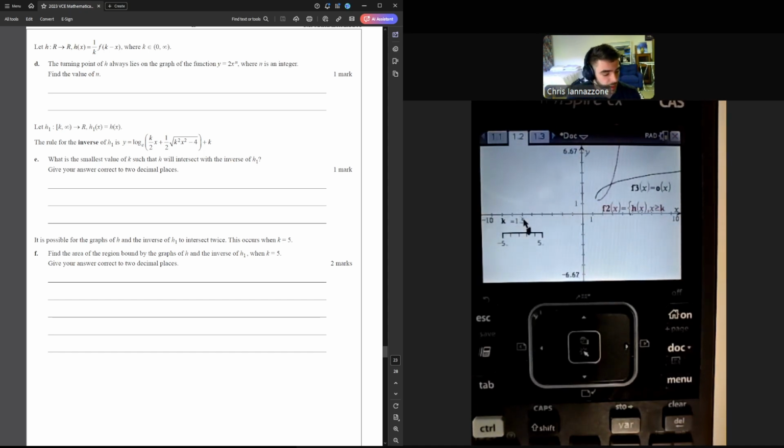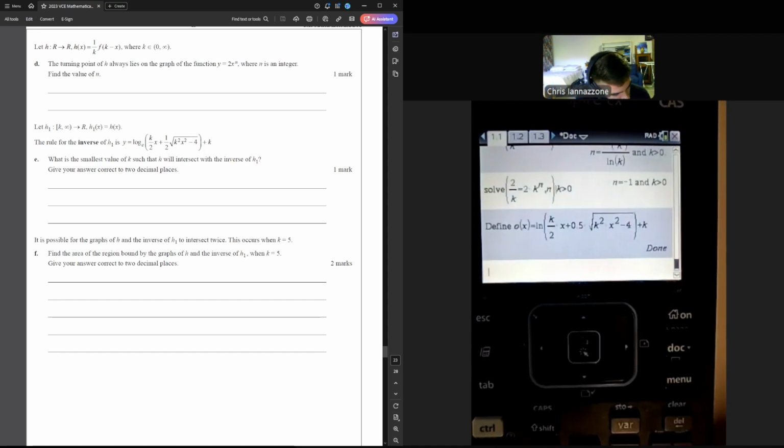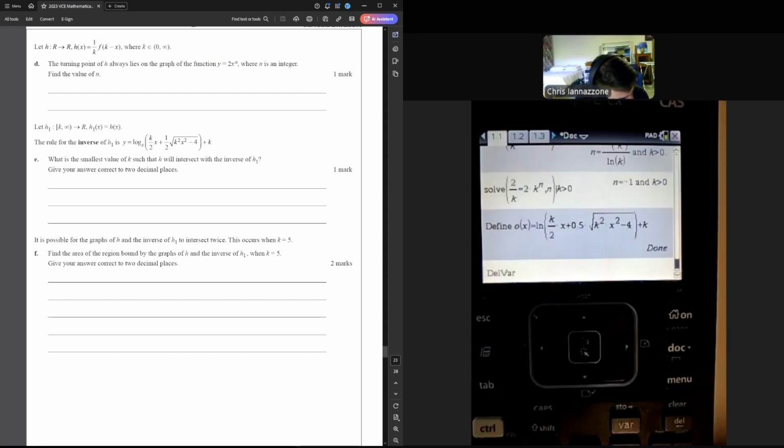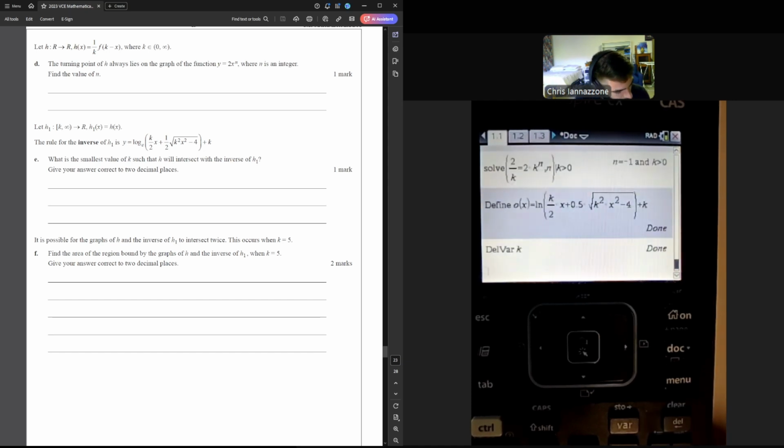Firstly, it means our gradient at that point needs to be equal to 1, since it's tangent to the line y equals x. And secondly, it means that the graphs have to intersect. So let's go forward with that understanding. If we go back and make sure to delete the variable of k so that doesn't cause any issues, we're going to look at that gradient thing first.